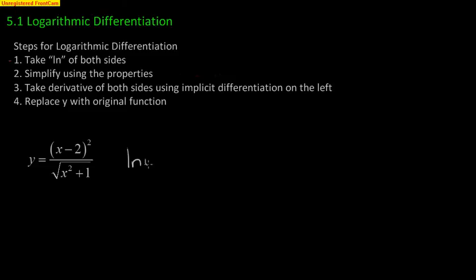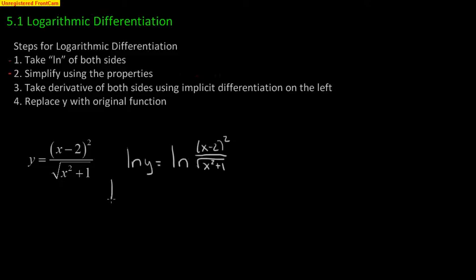I'm going to have the natural log of y equaling the natural log of (x minus 2) squared all over the square root of x squared plus 1. Okay, that was pretty easy. Now let's take a look at step two: simplify both sides using the properties. Now I want to expand this right side using the properties of logarithms. If you recall, a quotient implies subtraction, the power rule, and multiplication implies addition.